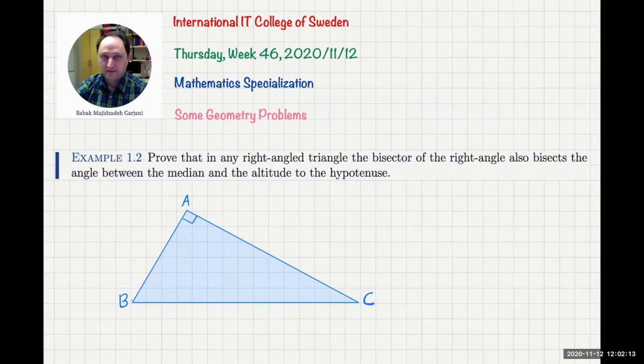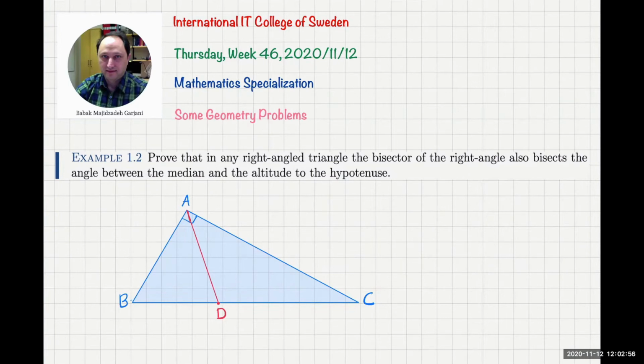Okay, so what we are supposed to show is that the bisector of the right angle, so I mean the bisector of this angle, so let us draw it, for example, with a different color. So I need to bisect this into 45 degrees, roughly. If I want to do it by hand, assume that this is the case, okay? So let us consider this. And then usually this is denoted by D. Okay, we want to show that this bisector that divides this into 45 and 45 also bisects the angle between the median and the altitude to the hypotenuse.